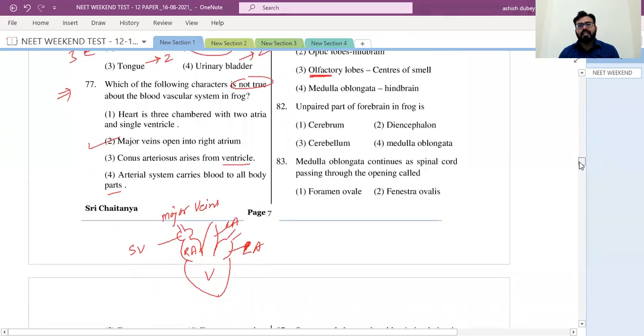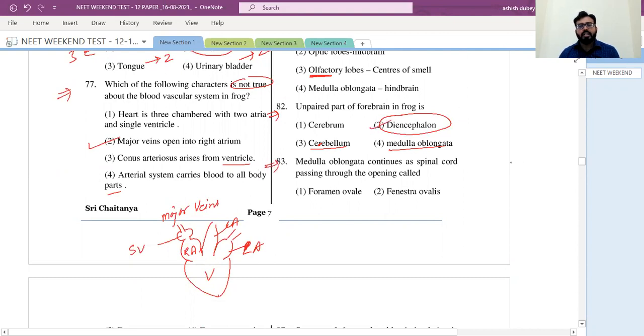Next is 82nd. Unpaired part of forebrain in frog is cerebrum? Cerebral hemispheres are there. Diencephalon, yes, diencephalon is not paired. Cerebellum is not even part of forebrain. Just a moment ago we discussed that cerebellum is part of hindbrain, as the medulla oblongata is. So diencephalon is the singular one, the unpaired part. So the answer should be second.